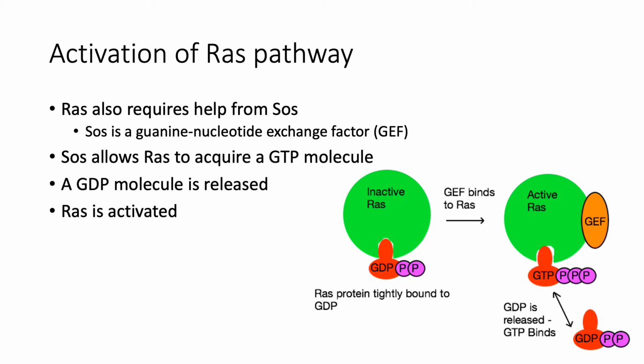In order for the RAS pathway to be activated, it uses SOS, which is a GEF or guanine nucleotide exchange factor, which you can see in orange in the figure. And it allows a GTP molecule to join, seen in the active RAS, it's the red molecule, and a GDP is released, which is the other red molecule. And at this point, RAS has been activated.